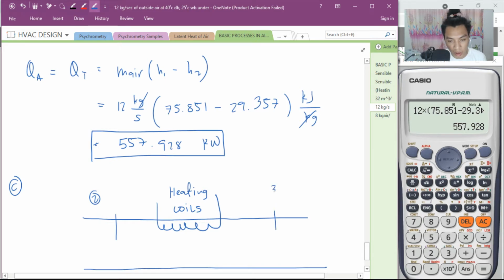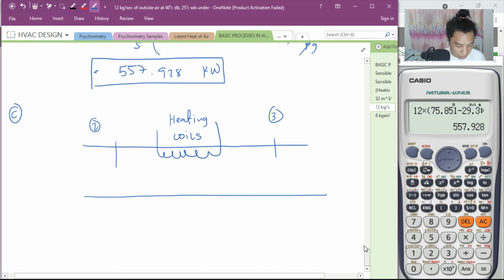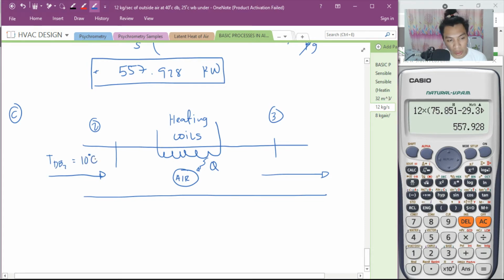Tapos lalabas siya dito sa 3. Meron kang dry bulb, papasok dito. Ito yung air mo. Imbis na magbigay ka ng init, ito namang heating coil ang nagbigay ng init sa'yo. Nagdagdag ka ng init dun sa hangin. So, lumabas dito is dry bulb to 10 degrees Celsius. Tapos ito RH, saturated 100%.